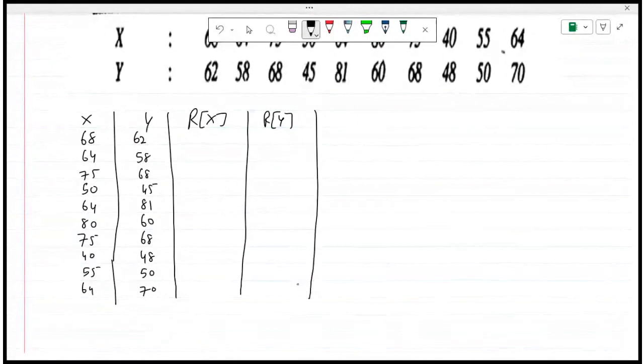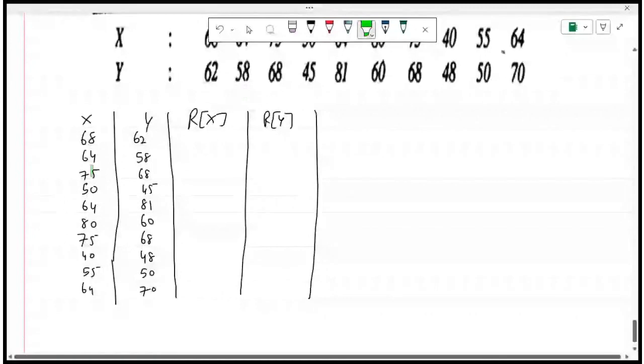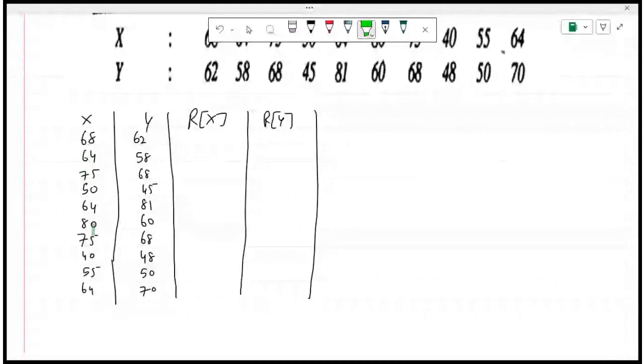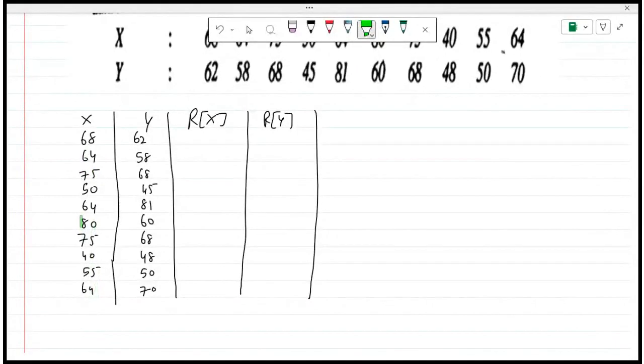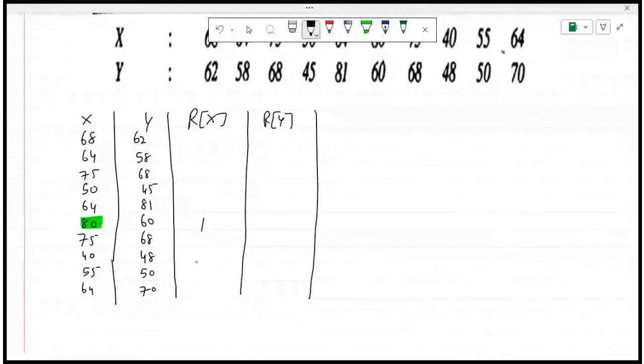If I'm finding the rank of x, first of all, I will see in the x values which value is the highest one. Which value is highest? 75, 80. Is there any higher value than 80? 80 is the highest value. To the value which is highest, we will give rank 1. Then we will see the next value, smaller than 80.